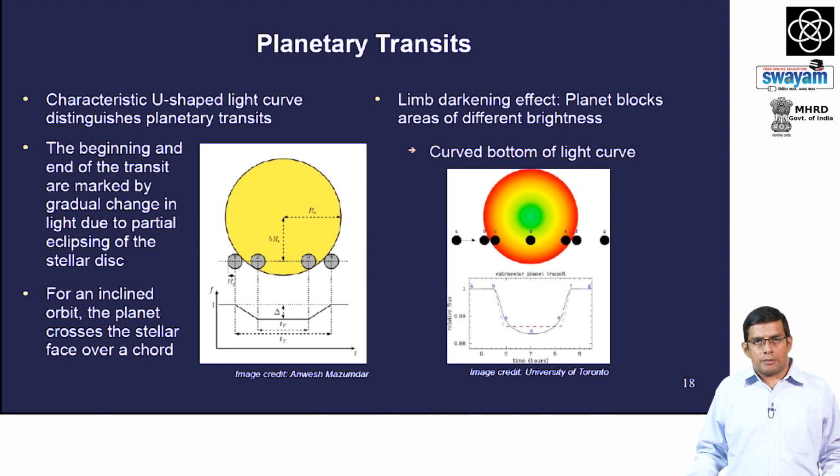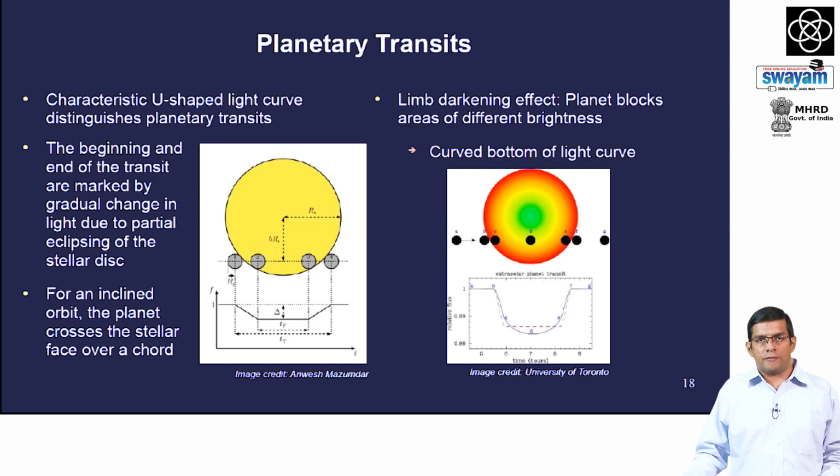Now, as the planet crosses the stellar disk, when it just enters or exits, in the regions called ingress and egress respectively, we have a gradual dimming of the stellar brightness, and then we have a minimum, and then again it increases back to the average brightness as the planet crosses the star. If the planetary orbit is not exactly edge on, but has an inclination, then the planet does not cross the star across its equator, but across a chord like this.